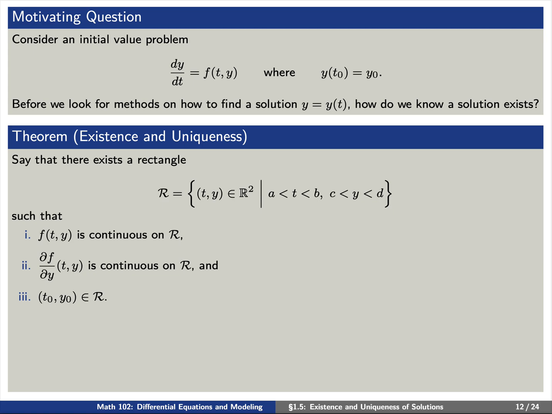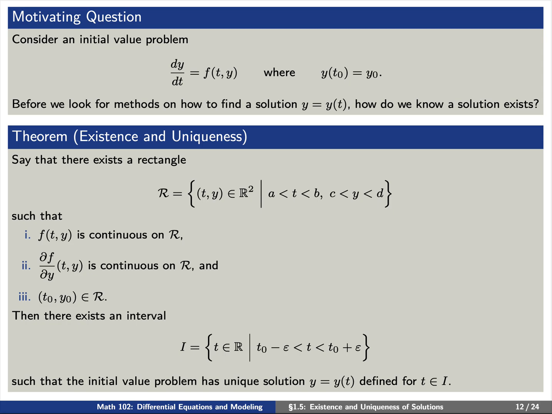First, f of t, y is a continuous function on this region. Second, the partial of f with respect to y should also be continuous on this region. And third, the initial value, namely the point (t0, y0), must be in this region. If all three of these are true, then there exists an interval involving the time t between t0 minus epsilon and t0 plus epsilon, such that the initial value problem has a unique solution defined for all time t in this interval.